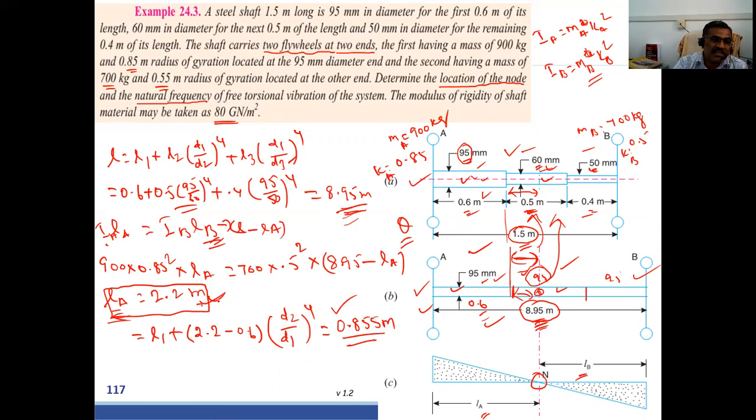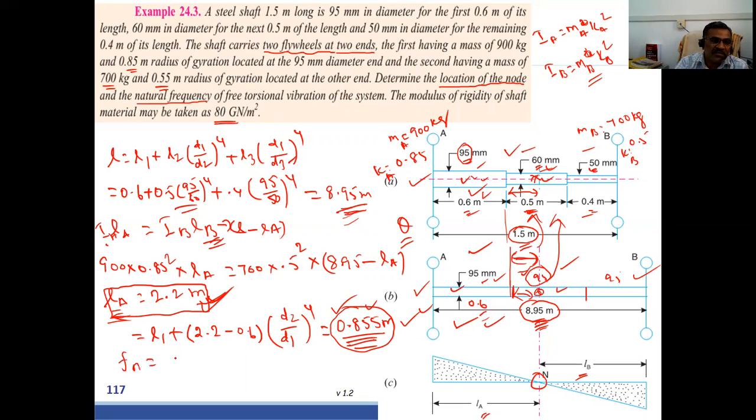So what is this distance? This is the node in the equivalent shaft. The same distance in the actual shaft. The original shaft is this, this is the equivalent shaft. The same distance we calculated. It may be somewhere here, right? So now this we have calculated. Now you have to find the frequency.